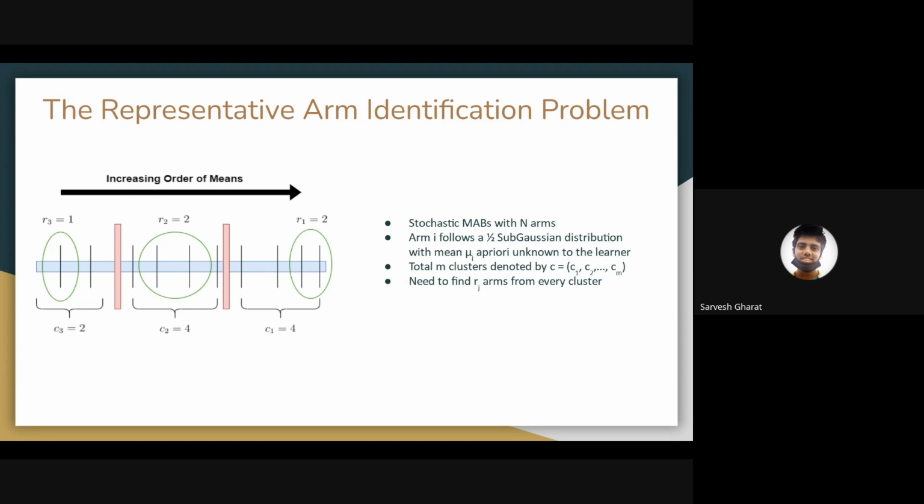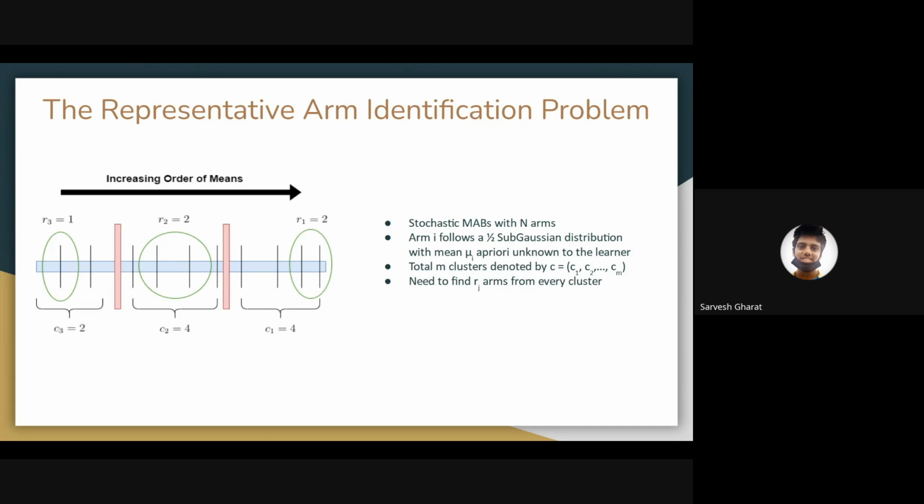And say we have m clusters. Before moving to what the cluster definition is, say you were given the true means and you arrange them in ascending order based on the true mean. Then say the top C1 arms belong to the first cluster, the top C2 arms belong to the second cluster, and the remaining C3 arms belong to the other cluster. In the diagram to the left, you can see I have C1 equal to 4. That is, the top 4 best performing arms are in the first cluster. Then the second best 4 are in the second cluster, and so on. This is denoted by the vector C, and this is a priori known to the learner.